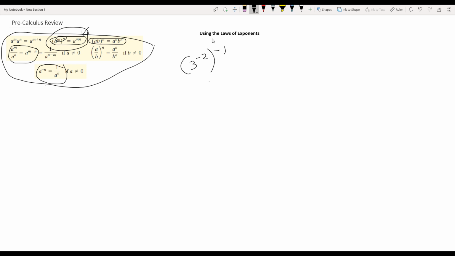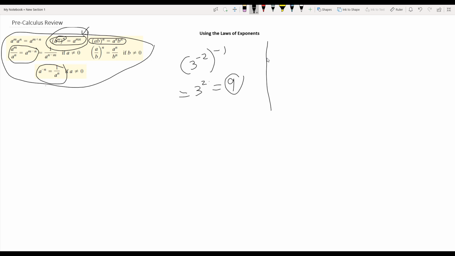We can simply do the same here. Negative 2 and negative 1, you have to multiply these two. So this will be equal to 3. Negative 2 times negative 1, that is simply 2. And of course this is simply equal to 9. There you go. As simple as that. It's just using the formulas.